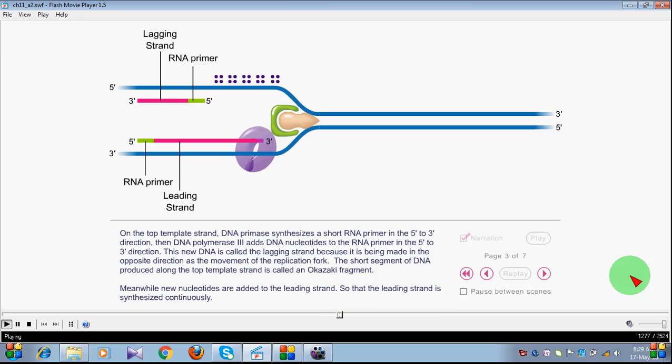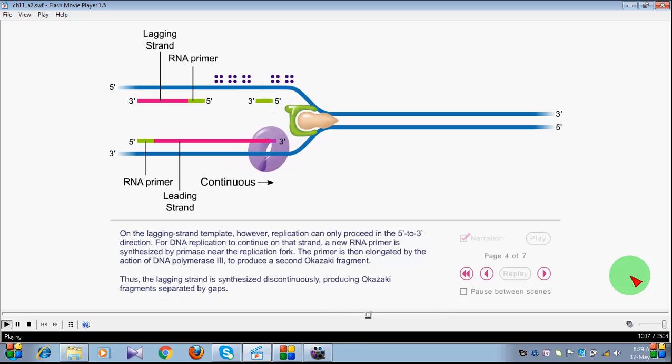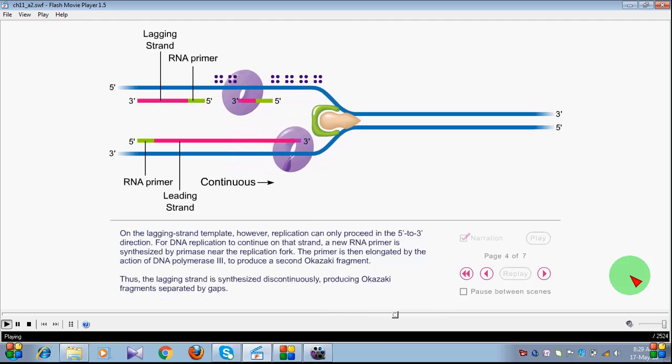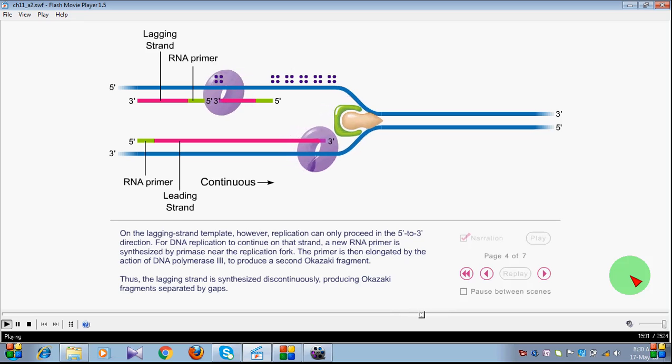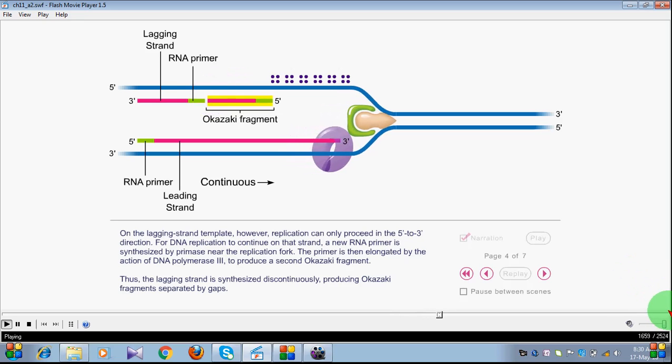Meanwhile, new nucleotides are added to the leading strand, so that the leading strand is synthesized continuously. On the lagging strand template, however, replication can only proceed in the 5' to 3' direction. For DNA replication to continue on that strand, a new RNA primer is synthesized by primase near the replication fork. The primer is then elongated by the action of DNA polymerase III to produce a second Okazaki fragment. Thus, the lagging strand is synthesized discontinuously, producing Okazaki fragments separated by gaps.